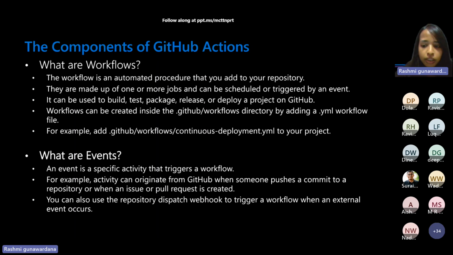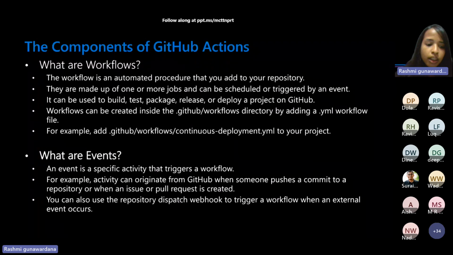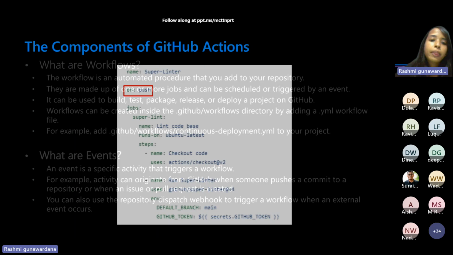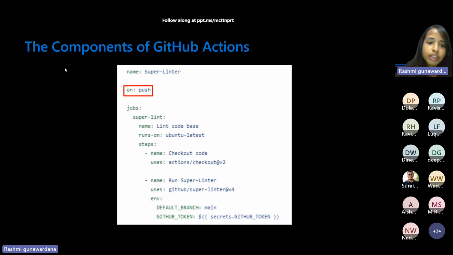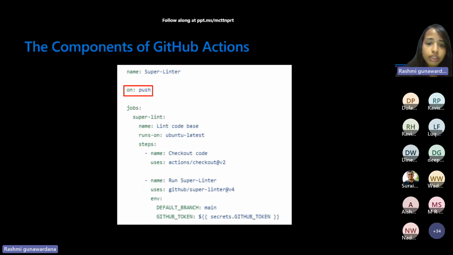So there are many events that we can trigger on GitHub, and we can add those to our workflow files. You can also use the repository dispatch to trigger a workflow when an external event occurs. But when we talk about internal GitHub events, in this code you can see that I have highlighted on push. So this push is an event. Push means we are pushing code changes to a repository. You can take this as a commit.